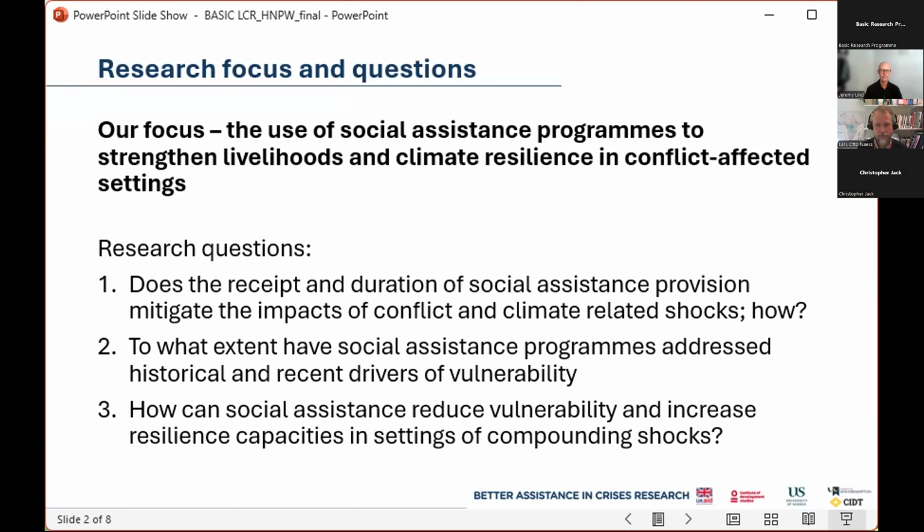That includes the past, in this case how the PSNP has supported people since its inception nearly 20 years ago in the region. To what extent, secondly, has it mitigated the impacts of conflicts and climate-related shocks, whether and how it addresses vulnerability drivers and can help adaptation going forward. And then from there, what role it might play in the future.